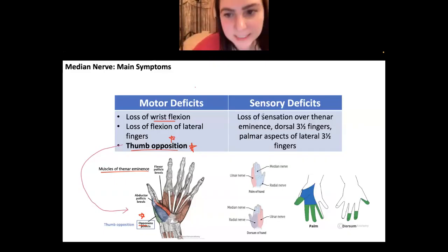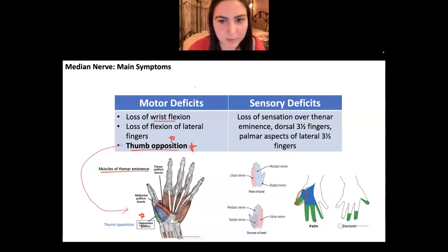Okay, and then sensory deficits, loss of sensation over the thenar eminence, kind of like what we talked about. So in every way, you're going to lose sensation over the thenar eminence. The dorsal 3.5 fingers. I guess I meant the fingertips. I'll change this again too. So the fingertips, because it's going to be the dorsal fingertips. But the dorsal 3.5 fingers is radial, like we talked about. And then the palmar aspects of the lateral 3.5 fingers.